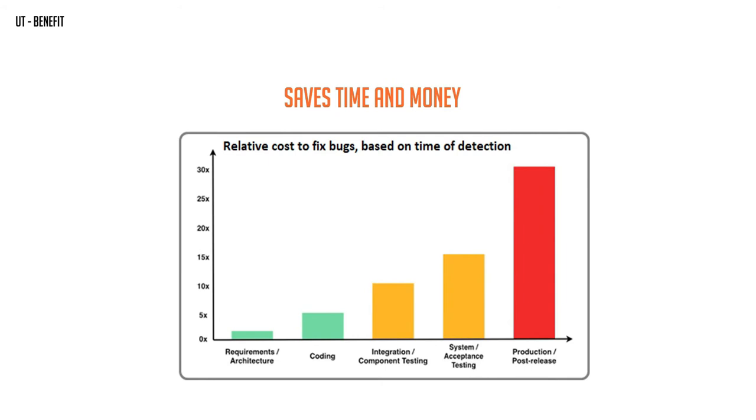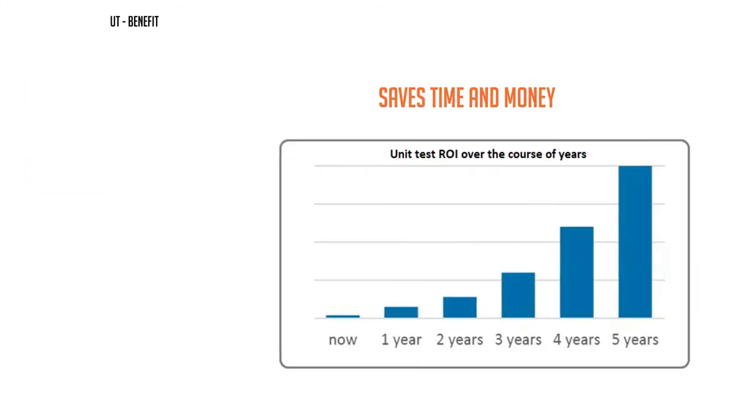Unit testing saves time and money. When you write unit tests, you catch bugs earlier. This enables you to fix bugs faster since the code you just wrote is still fresh in your mind, and fixing bugs faster always saves money. As you can see in this graph, the cost of fixing an issue increases exponentially as the software moves forward in the development cycle. Cost of fixing bugs during coding phase is 5x. However, the same bug, if it is caught in production, then it goes around 30x.